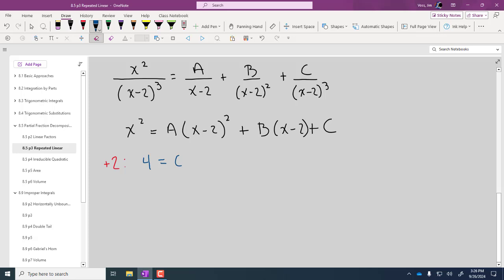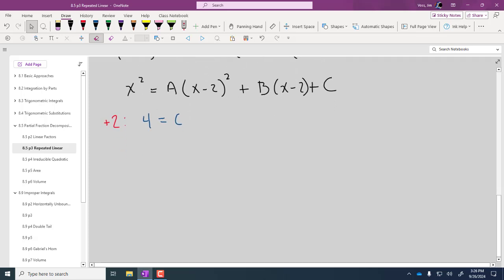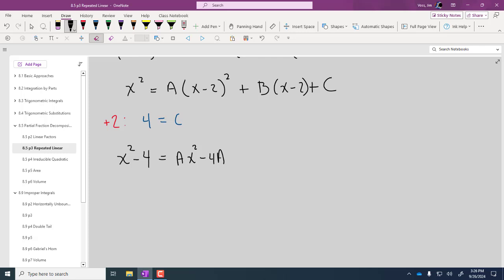So here's how I'm going to switch back to the traditional method. C is 4, so I'm now going to go back up to this equation, plug in the 4, and then subtract it off to the left so that anything that doesn't have an A or a B is on the left. So I took the 4, plugged it in there, moved it over. And now over here, we have to multiply this out, so we'll have ax squared minus 4ax plus 4 times a plus bx minus 2b.